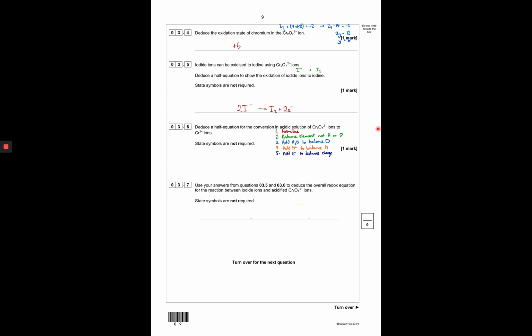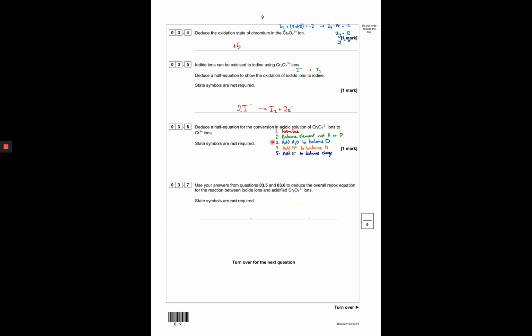So first of all, write your formulae of what you're starting with and what you're finishing with. So we would be starting with our dichromate here, and we would be finishing with Cr3+. Balance any element that's not hydrogen or oxygen, so obviously the chromium. There would be 2 chromiums in our dichromate, but only 1 in our Cr3+, so we would be putting a 2 in front of that Cr3+.